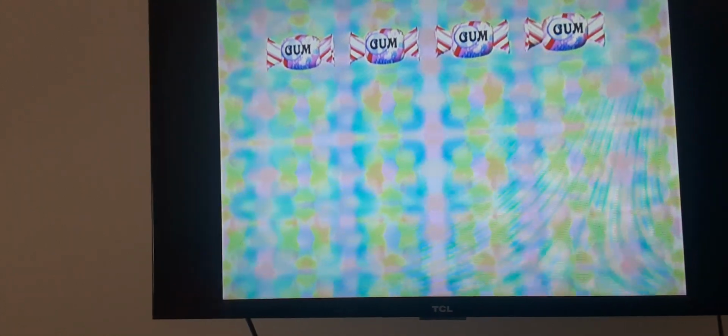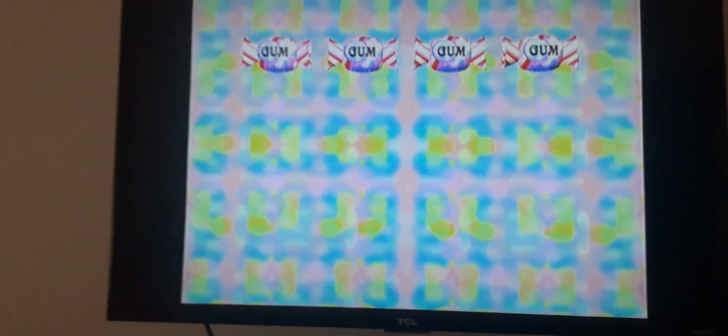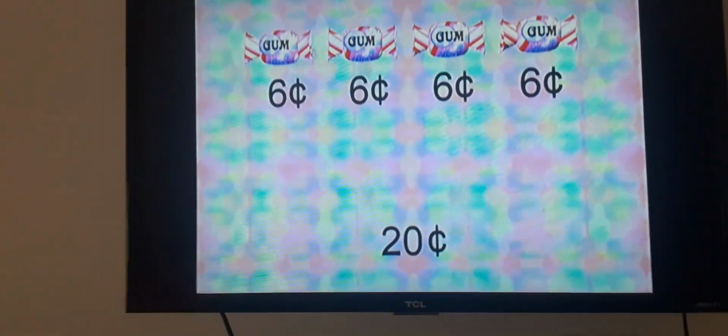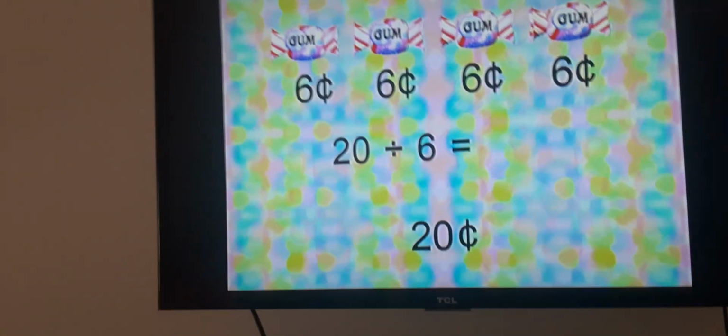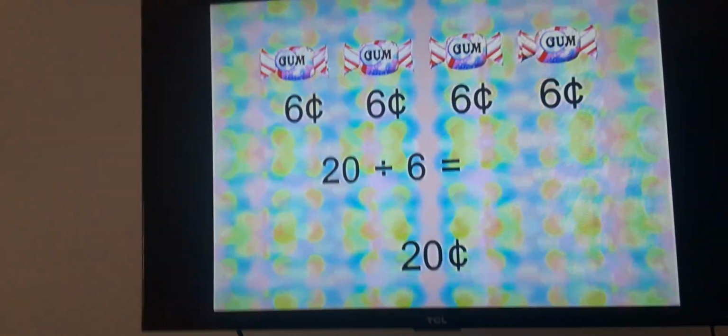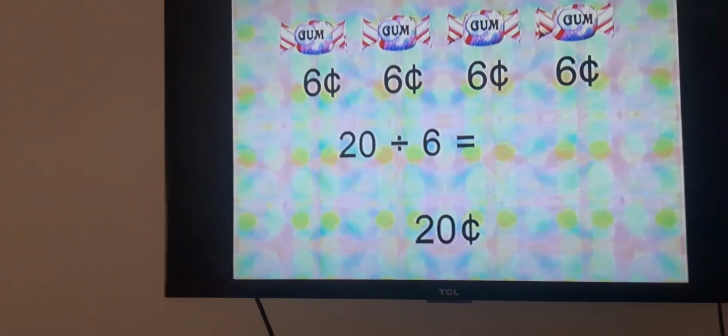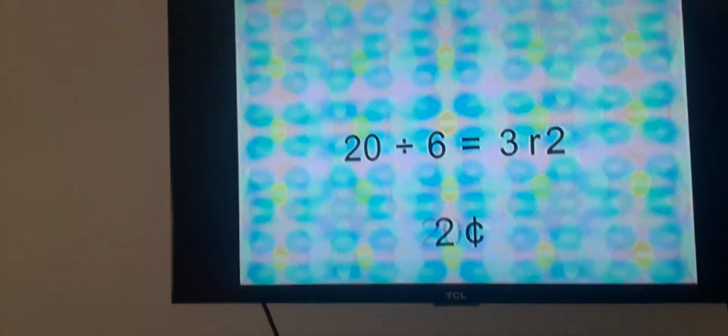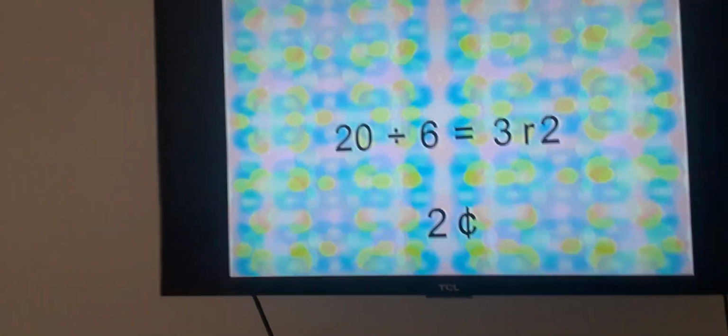Mario wanted to buy some bubble gum. Each piece cost 6 cents. Mario had 20 cents. How many pieces of gum can he purchase? The answer is 3, and Mario would have 2 cents remaining. Remaining means left over, right? Right.